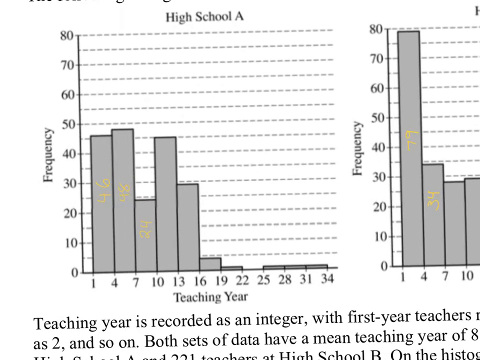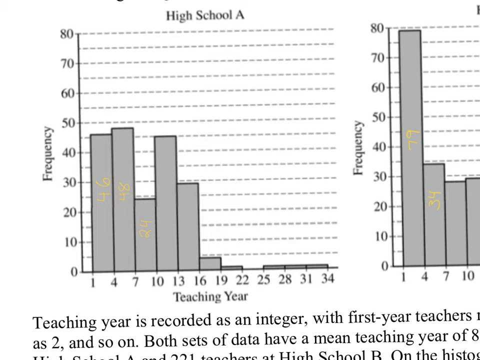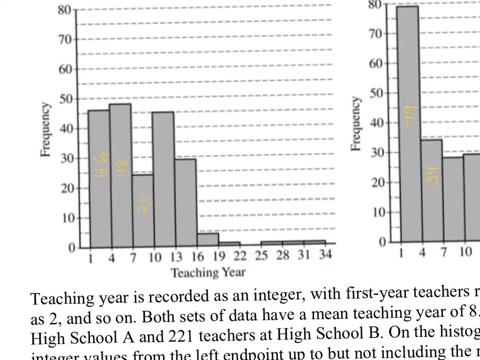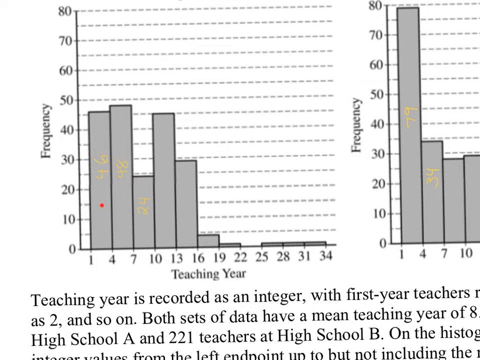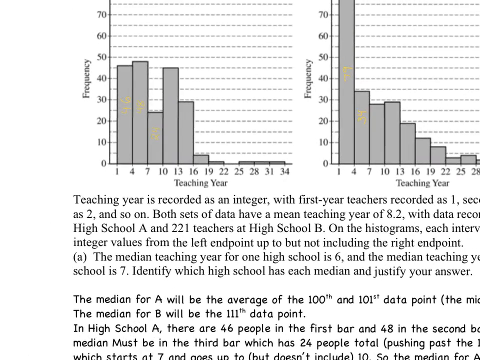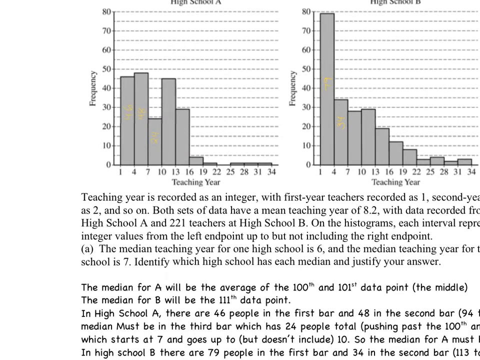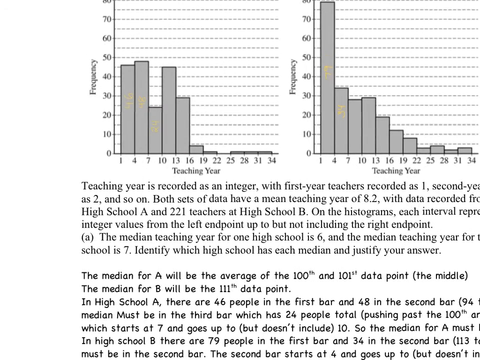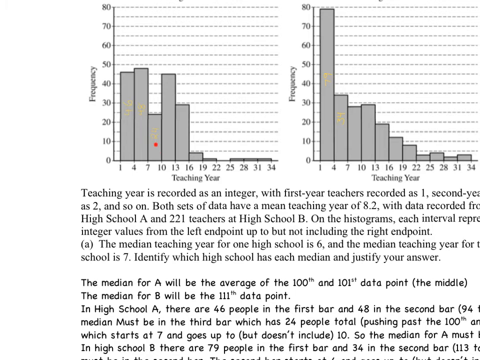I know it's a little bit hard to tell because they don't have every single individual point marked, but this first bar in A has 46 people in it. So there's 46 teachers who have between 1 and up to 4 years. There are 48 teachers in the second bar. That total only gets us to 94 data points. So if the median is supposed to be between 100 and 101, the median for A must be somewhere in this third bar. We don't know exactly what the value is, but we know it's in the third bar.